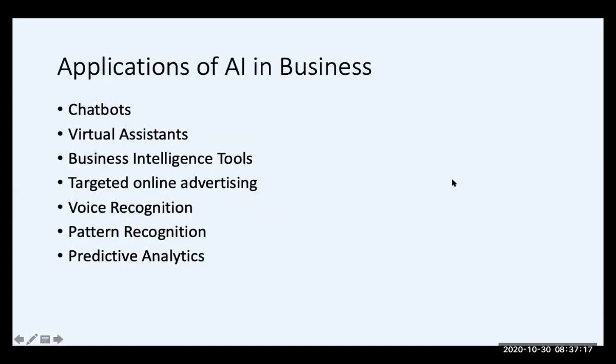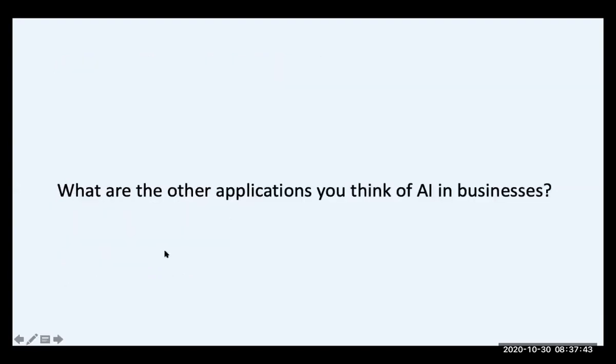All right, so let us talk about applications of AI in business. You are all pretty much aware of these: chatbots, virtual assistants, business intelligence tools, targeted online advertising, voice recognition, pattern recognition, predictive analytics. I just wanted to add these simple examples because we use these things daily. All right, now there's one question for you. What other applications of AI in businesses can you think of?